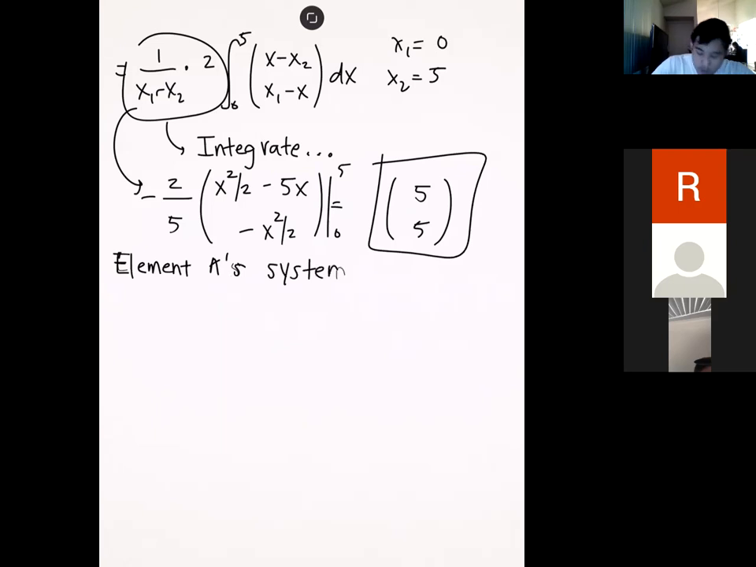And so now that we have the element stiffness matrix and the element forcing vector, we can put them together to form the element system. The element system basically is comprised of the element stiffness matrix multiplied by a vector of the nodal solutions, and that equals the element forcing vector. And so for this element, we have the following.